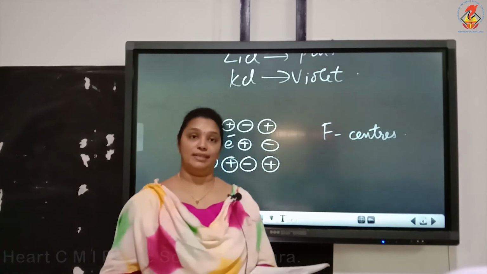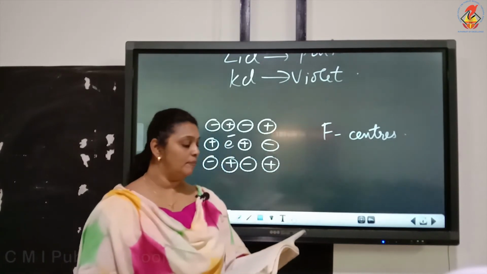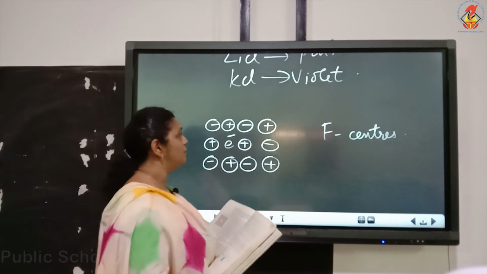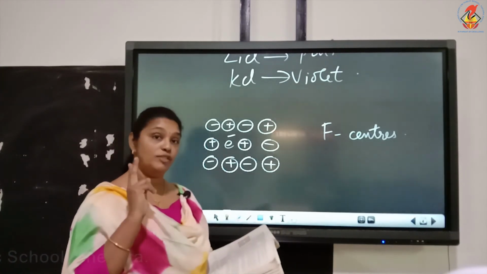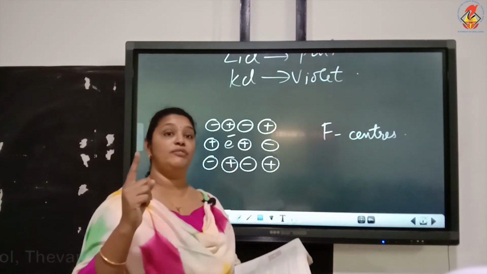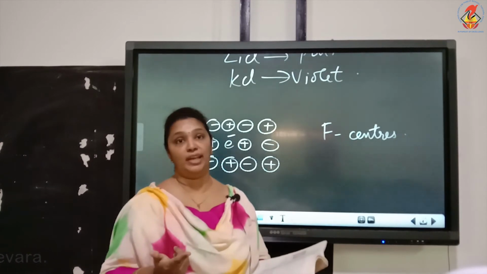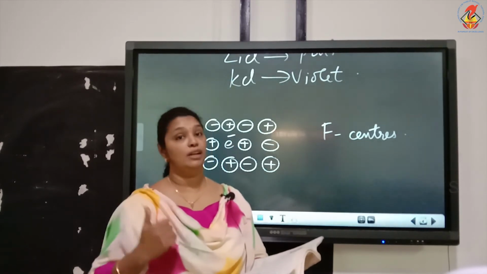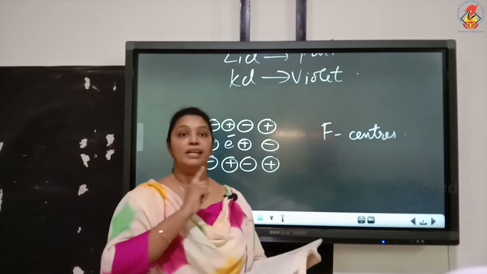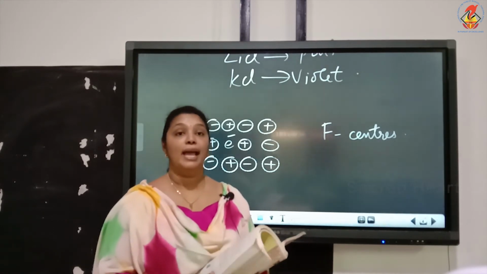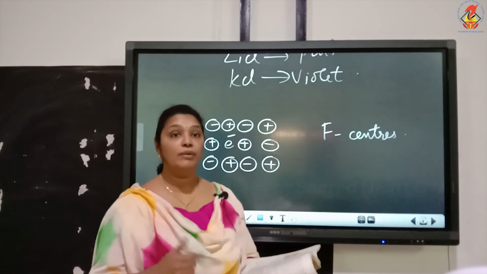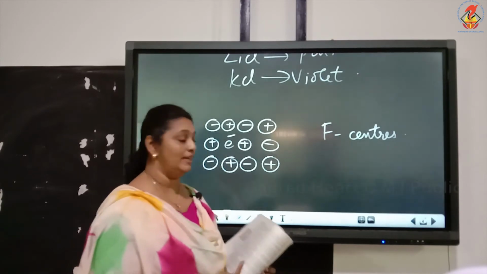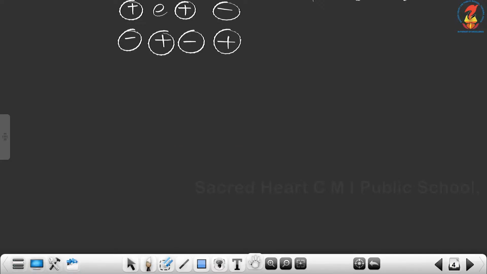Now, the second type of non-stoichiometric defect, again we have two types, one is metal excess defect and second is metal deficiency defect. We are discussing metal excess defect. Metal excess defect is again of two types. The first one is metal excess defect due to anion vacancy. Now, we will discuss the second type of metal excess defect.